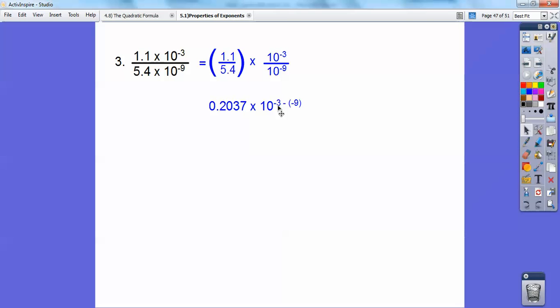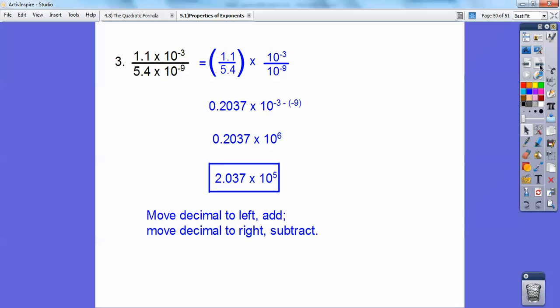When I subtract this, -3 minus a -9 is -3 plus 9, which is 6. Okay, -3 plus 9 is 6. Now I'm going to move it to the right this time. When I move it to the right, it decreases that exponent by 1, so it's going to be 2.037 times 10 to the fifth. All right, so moving the decimal to the left, you add. Moving the decimal to the right, you subtract.